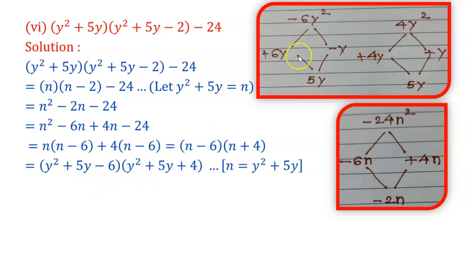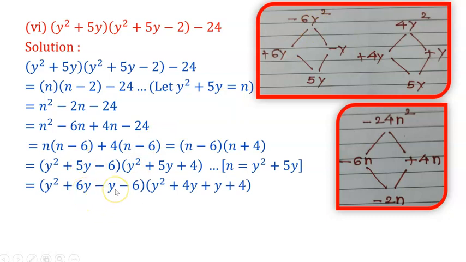Therefore, the two numbers are plus 6y and minus y. Their sum is plus 5y. Their product is minus 6y square. And hence here we replace plus 5y by 6y minus y.